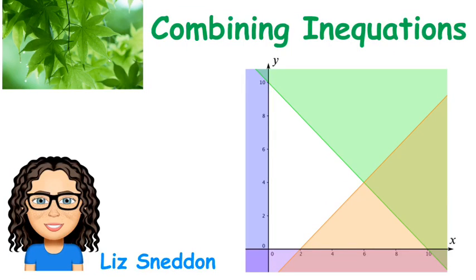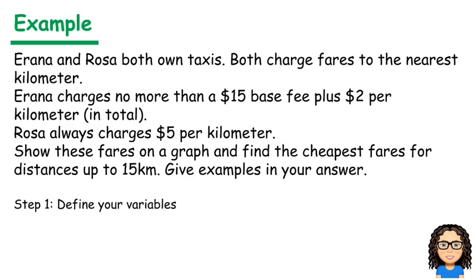Let's have a look at a second example of combining inequations. So we've got the scenario. Arana and Rosa both own taxis and both charge fares to the nearest kilometre. Arana charges no more than $15 base fee plus $2 per kilometre, and Rosa always charges $5 per kilometre. So we need to draw this on the graph and find the cheapest fares for distances up to 15 kilometres.